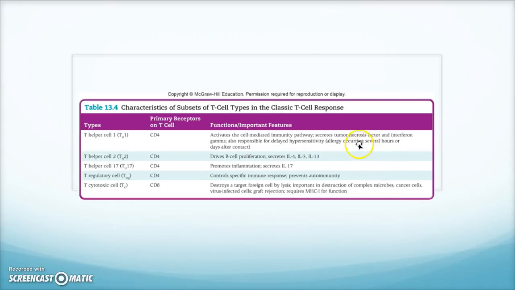For these helper cells, it may be that they're going to secrete cytokines, or look at different types of allergy occurring after several hours or days of contact. It may be ones that can help with B cell proliferation, secreting interleukin 4, 5, and 13. We also have the T helper cell that can promote inflammation by secreting interleukin 17. Then those T regulatory cells are really important in making sure that we don't get too big of a response, so kind of regulating it. And last, the cytotoxic T cells, which can do cell destruction or destruction of foreign cells.